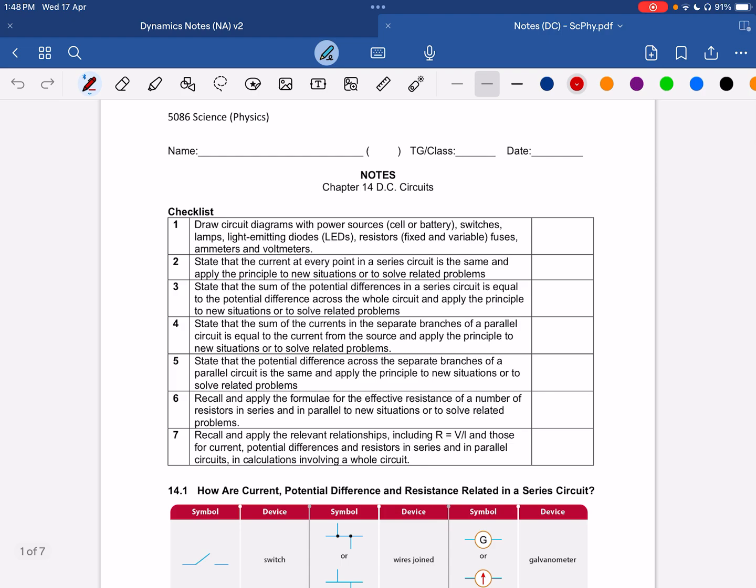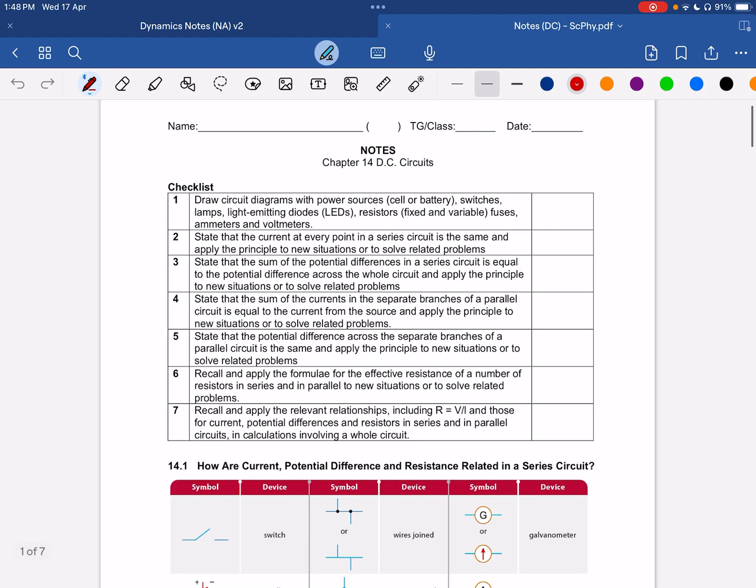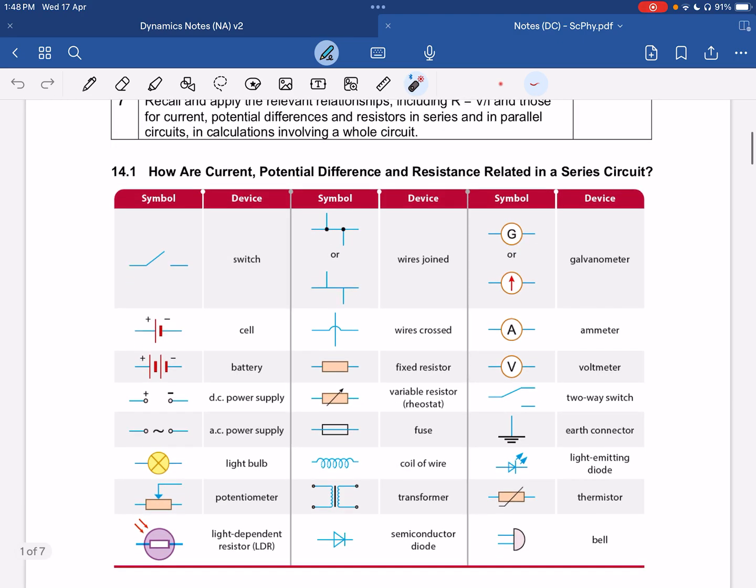Now, what is the main idea of this chapter? It is to find out how your current, how your potential difference, and how the resistance will behave in either a series or a parallel circuit, and then of course making some calculation based on it. First thing first, let's look at the series circuit. How are current, potential difference, and resistance related?